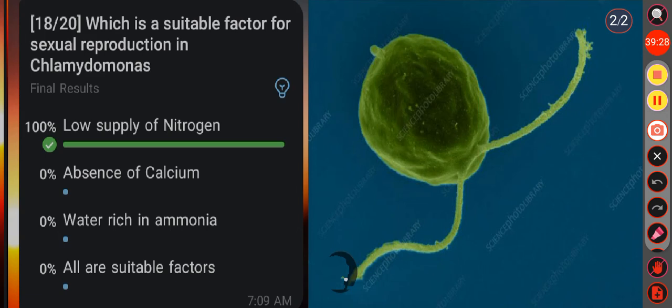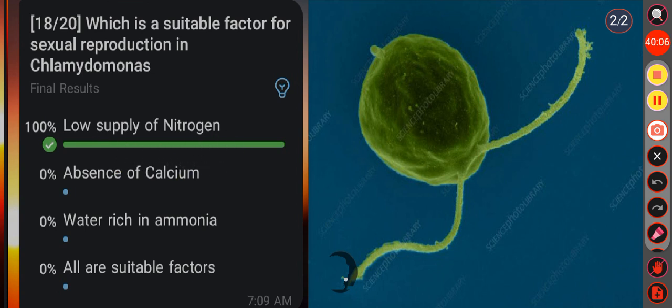Then next question, which is a suitable factor for sexual reproduction in Chlamydomonas? Option A, low supply of nitrogen. Option B, absence of calcium. Option C, water rich in ammonia. Option D, all are suitable factors. No, here the correct answer is option A, that is low supply of nitrogen.